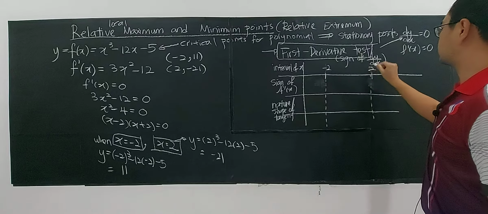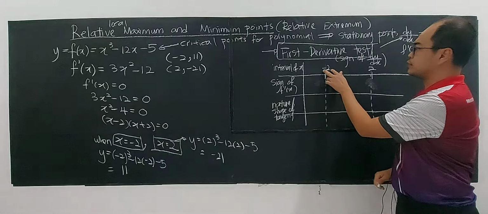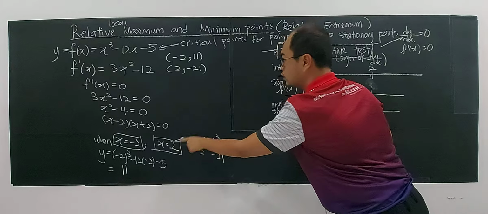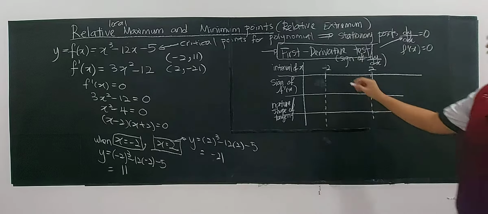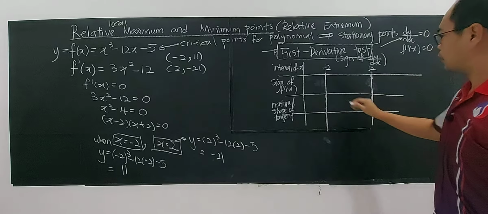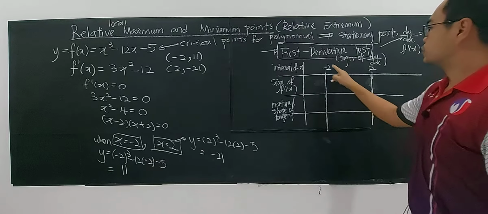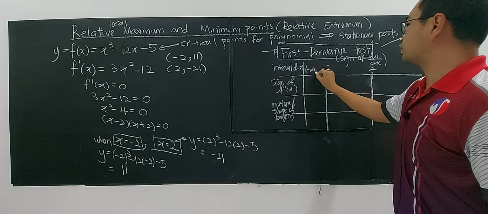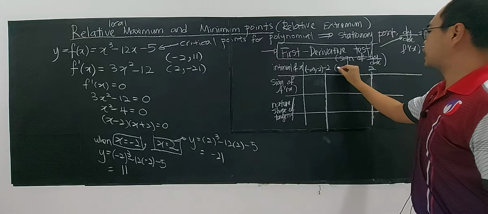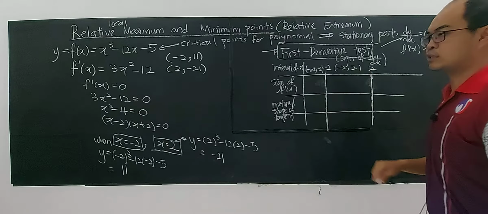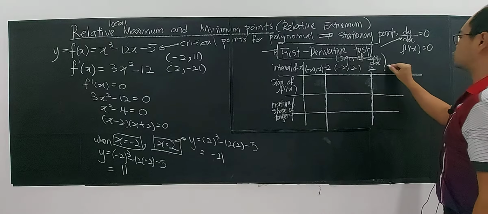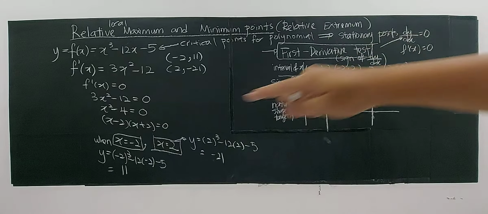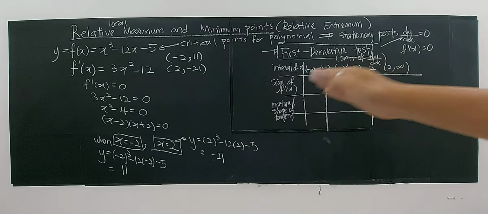At -2 and 2, the gradient is 0, so there is no sign; dy/dx is 0. So we just want to identify what happens before and after. Very easy. Before -2, it's negative infinity up to -2. Then -2 up to 2, any number in between, and then 2 up to infinity. So we break it into 3 regions for these 2 points.